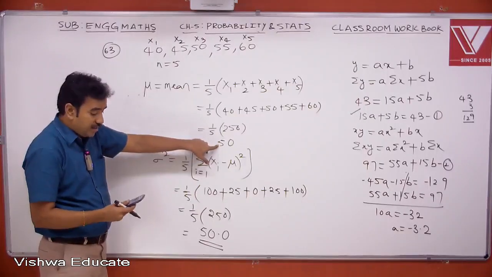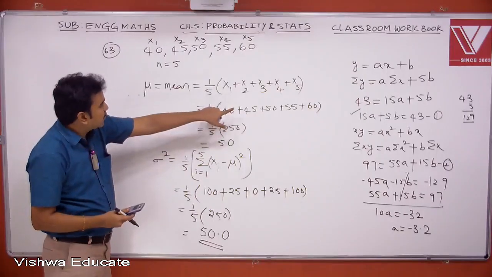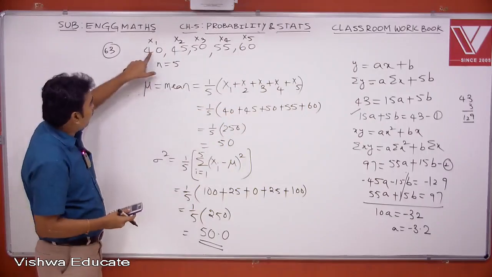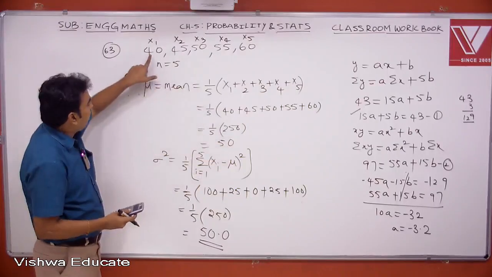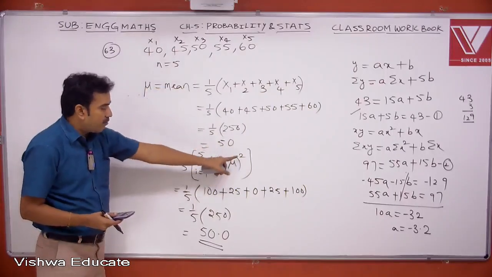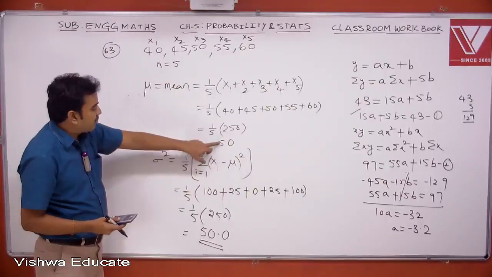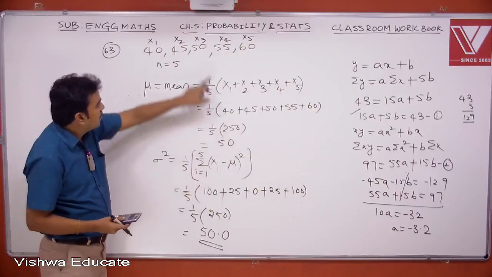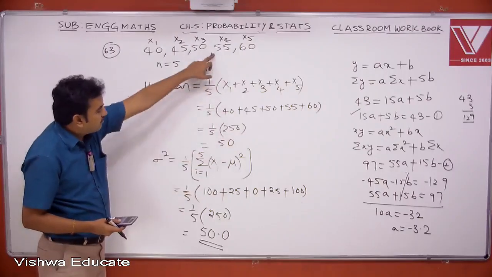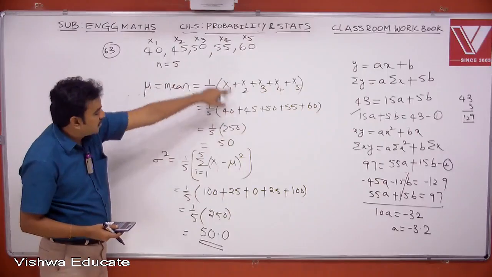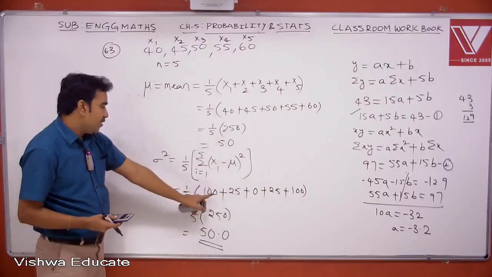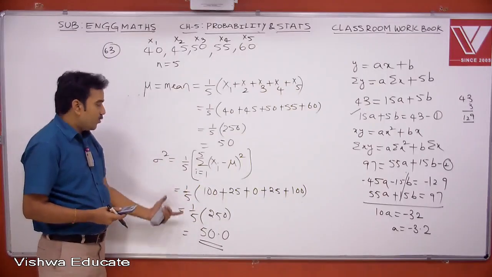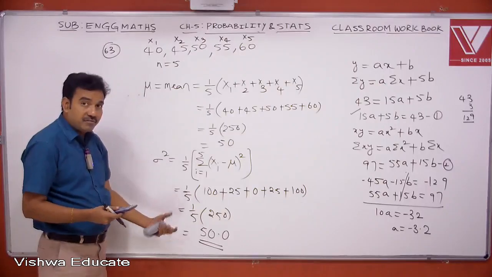Let us cross check it. 40 plus 45 plus 50 plus 55 plus 60 is 250, divided by 5, gives 50. Now subtract the mean from each value, 40 minus 50. No problem about negative because the square is there. So 40 minus 50 is minus 10, square 100, 45 minus 50, 5 square 25, 50 minus 50 is 0, 55 minus 50, 5 square 25, 60 minus 50, 10 square 100. So this is 200 plus 50, 250 by 5, again 50. So the variance value is again 50.0.